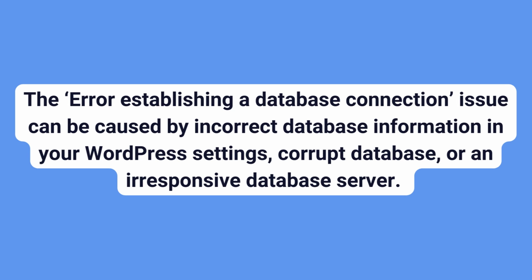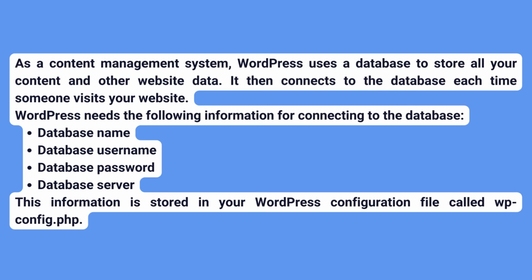The error establishing a database connection issue can be caused by incorrect database information in your WordPress settings, corrupt database, or an unresponsive database server. As a content management system, WordPress uses a database to store all your content and other website data. It then connects to the database each time someone visits your website.